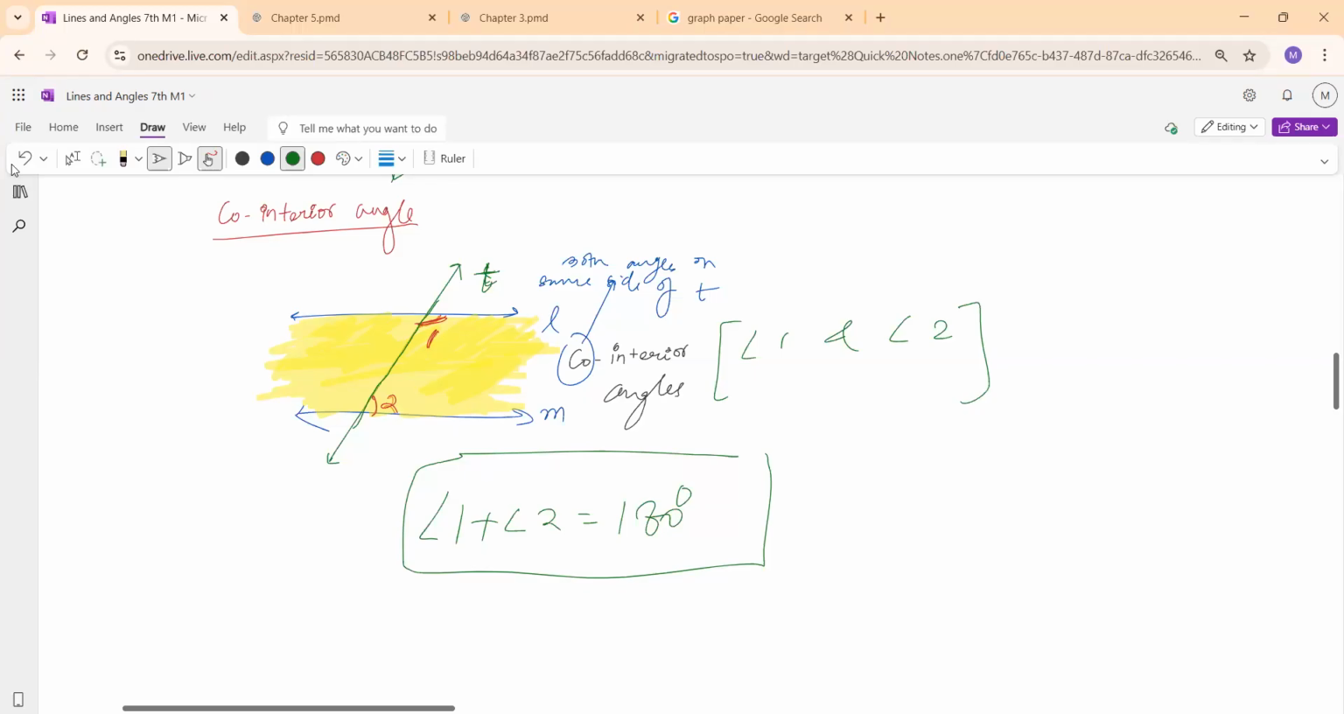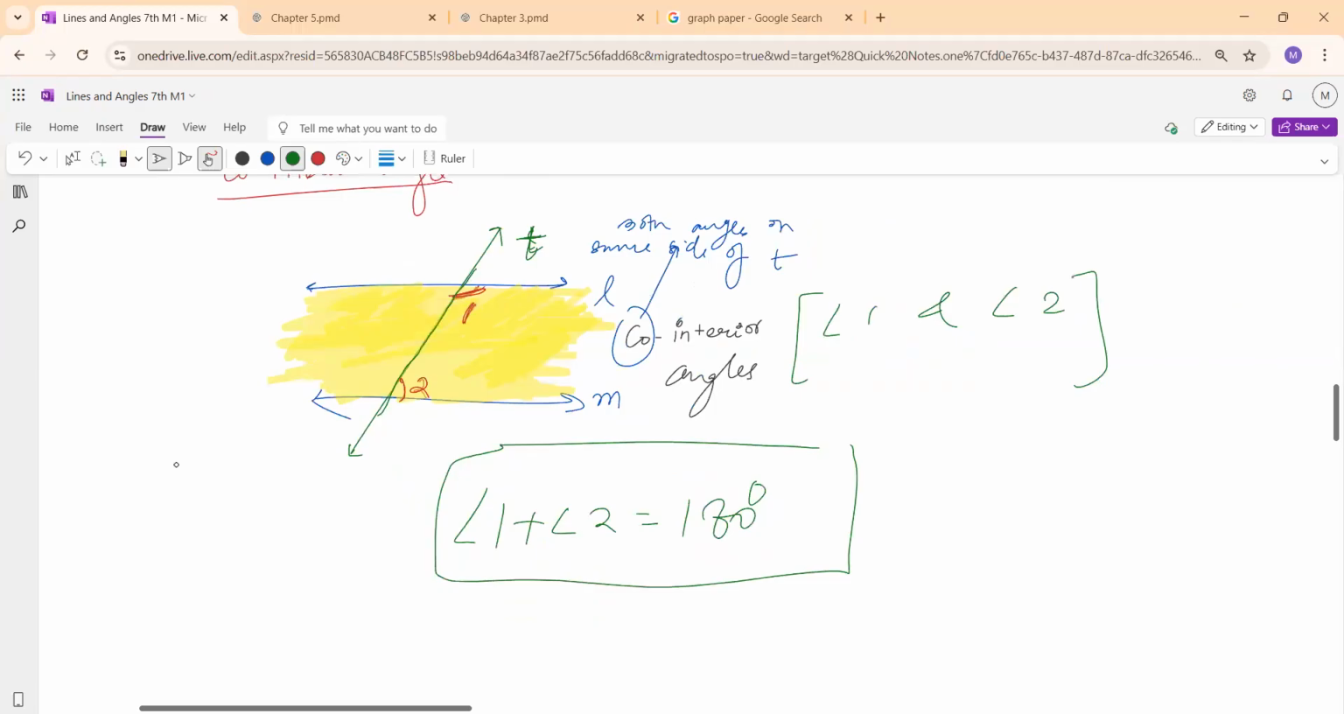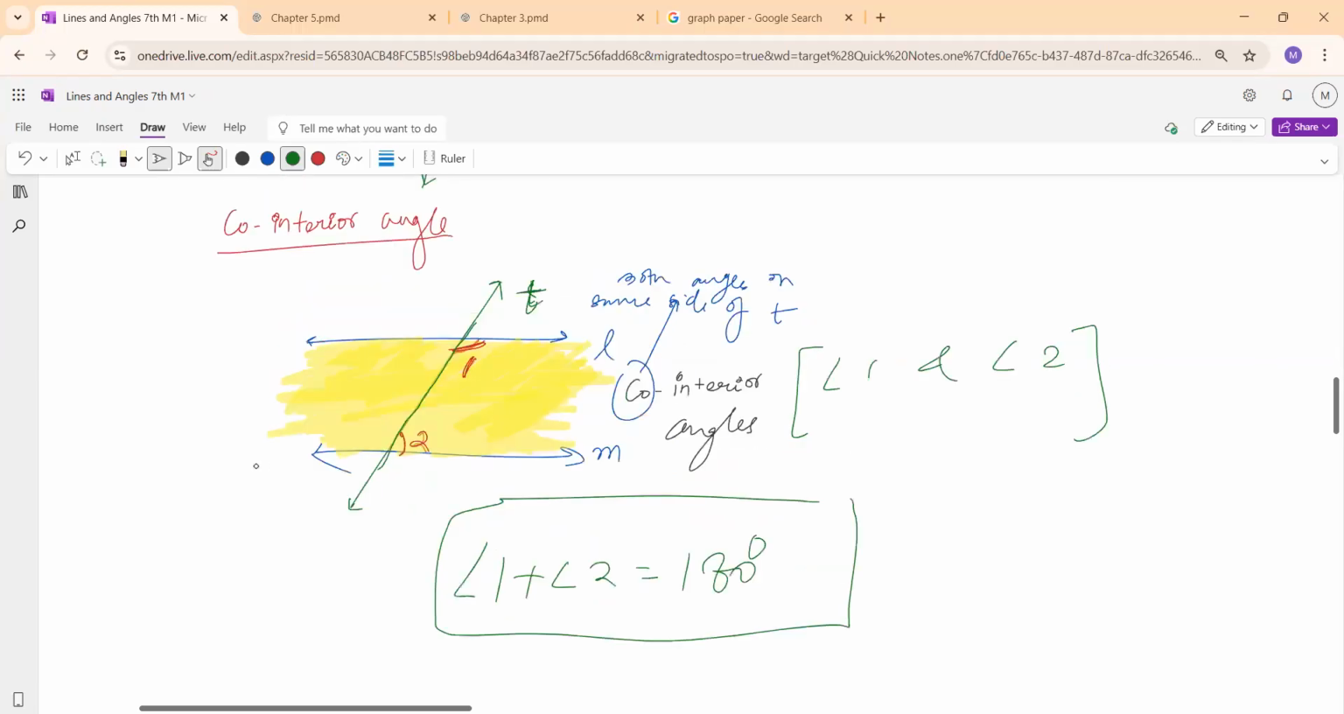Any doubts? Yes, Halima. Can you explain about adding the angles? See, Halima, just remember that angle 1 and angle 2 are supplementary. They are co-interior angles. That means their sum is equal to 180 degrees. So let's say if angle 1 is equal to 100 degrees, then angle 2 would be equal to 80 degrees. This is what it means. Is this clear?